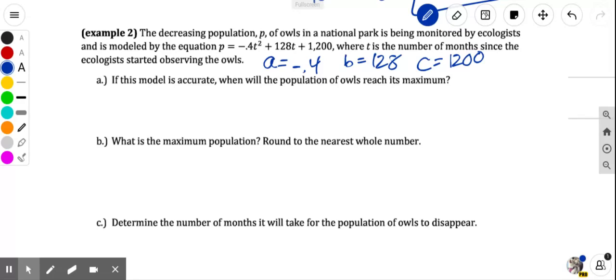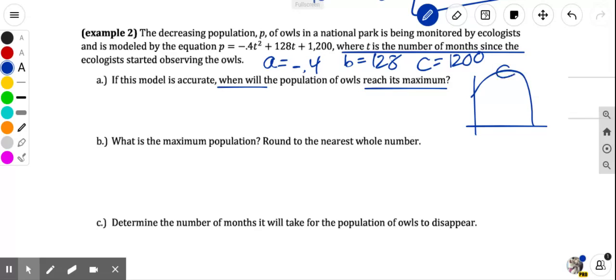T is the number of months since ecologists started observing the owls. Okay, so if this model is accurate, when will the population of owls reach its maximum? Notice that T, which is like X, is the number of months. It's still going to follow a parabola. So when will it reach its maximum number of owls? That's still the x coordinate of the vertex. So this is still x equals negative b over 2a.